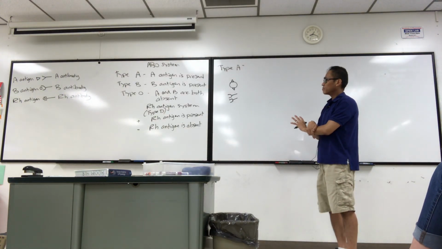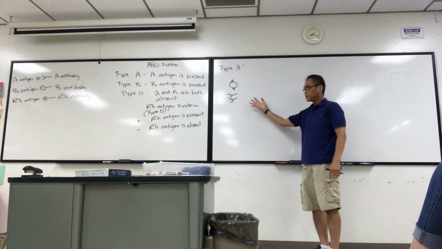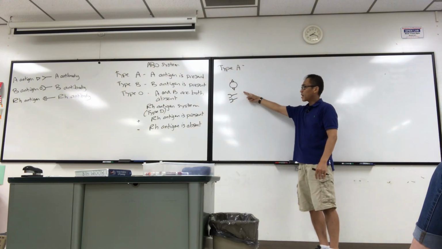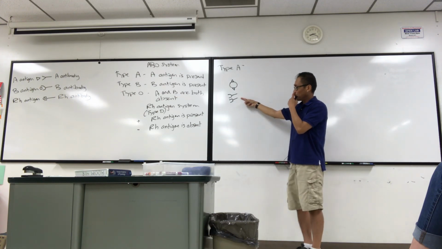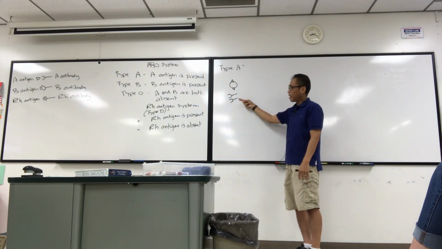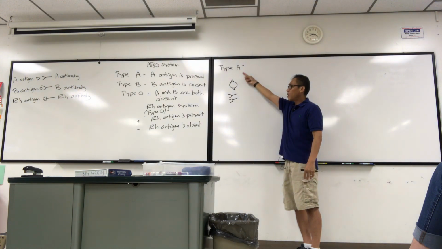Any questions on what I just did for one blood type? We keep track of the antigens in their RBCs, and we keep track of the antibodies in their plasma, because you don't know if I'm going to ask you if that's a donor or a recipient. So we keep track of both.